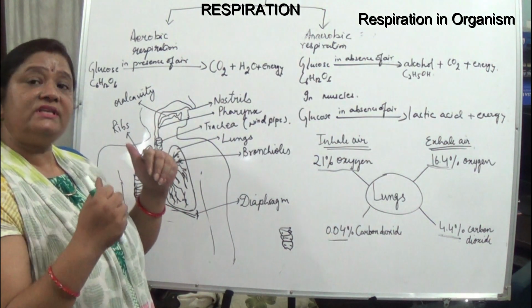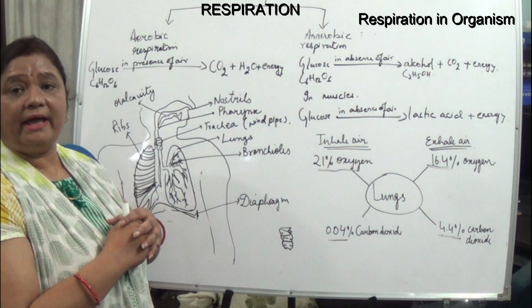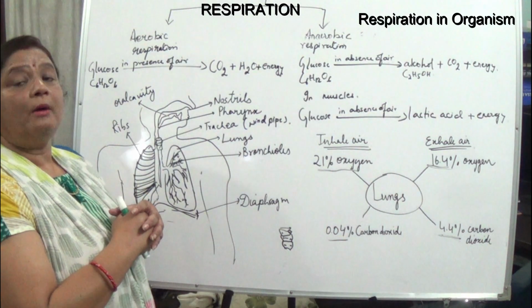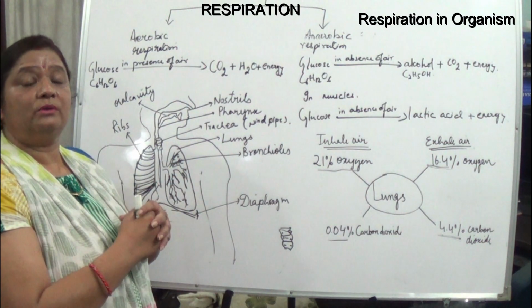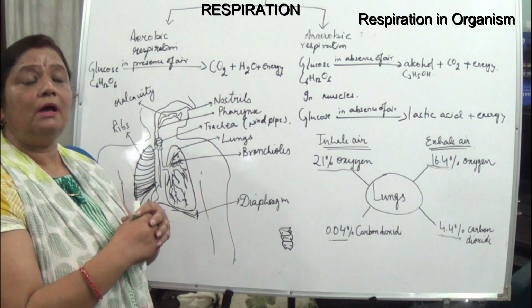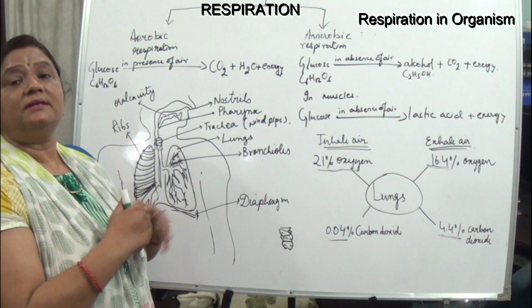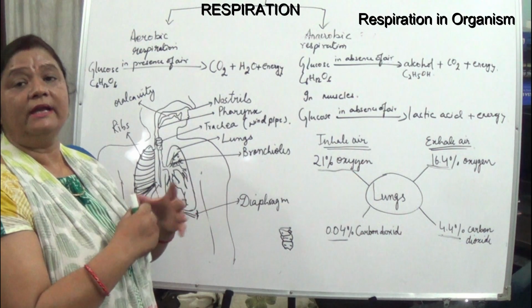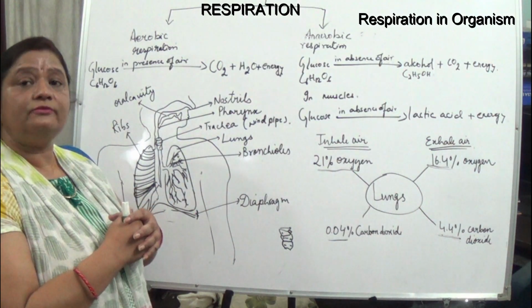In case of earthworm they have got a slippery and moist skin. Okay, and this moist skin helps it to respire. In case of frog also, the frog has slippery skin, and it has lungs also, but mostly it respires through that moist skin, and it helps in respiration in case of frog.